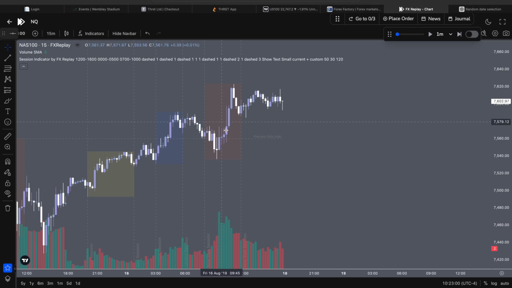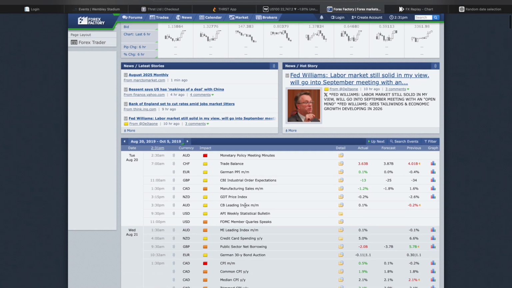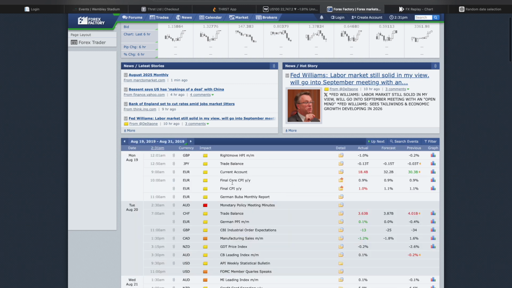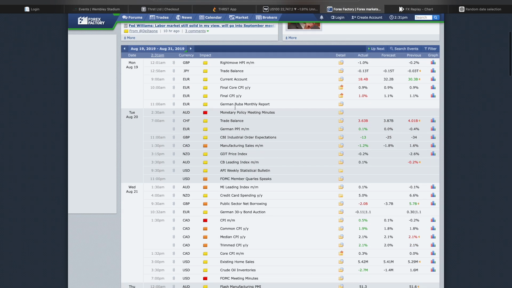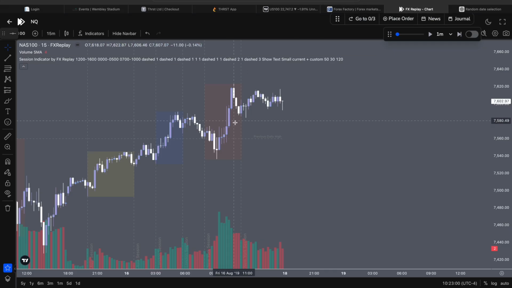So this starts from Friday. So basically 19th. Alright, let's get started. So we can see there's no news on Monday. No red folder news on Monday and Tuesday. And let's go.